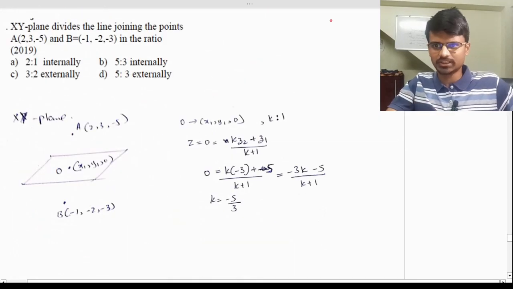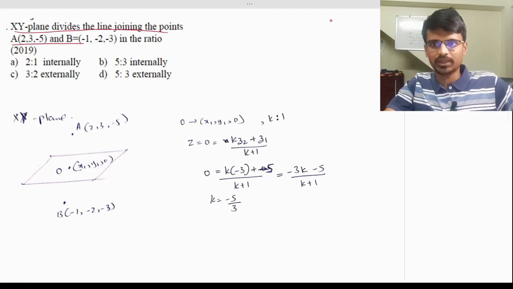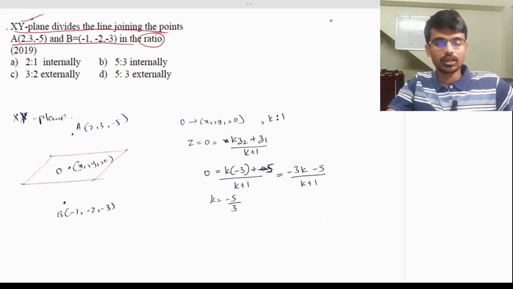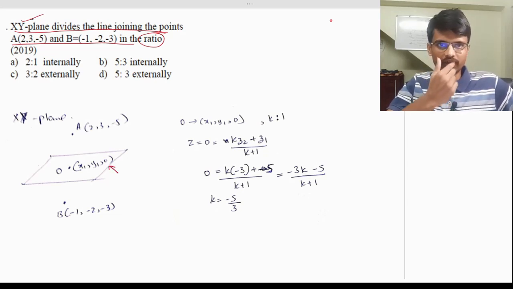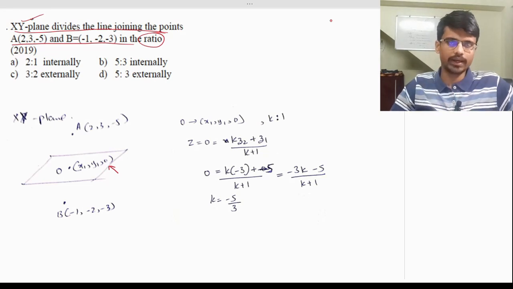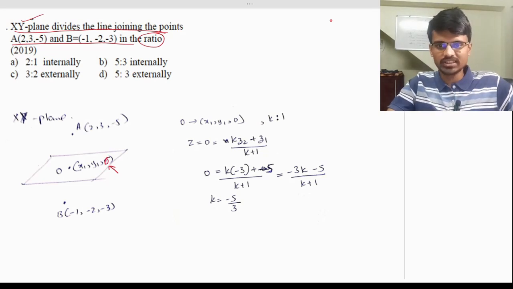This is an interesting question. The XY plane divides the line joining the points A, B in the ratio. They are asking us to find the ratio. Tell me, on the XY plane, what kind of points do I have? I have points whose z coordinate is 0. Everyone agrees, on the xy plane the z coordinate will be 0. So this data I'll be using.